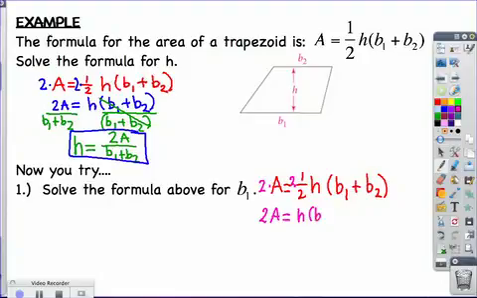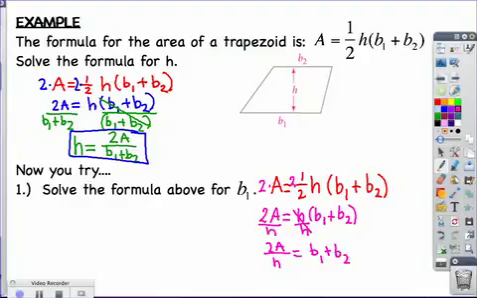When you're ready, you can resume. The formula for the surface area of a rectangular prism is 2 times the quantity of length times width plus length times height plus width times height. Solve the formula for W.